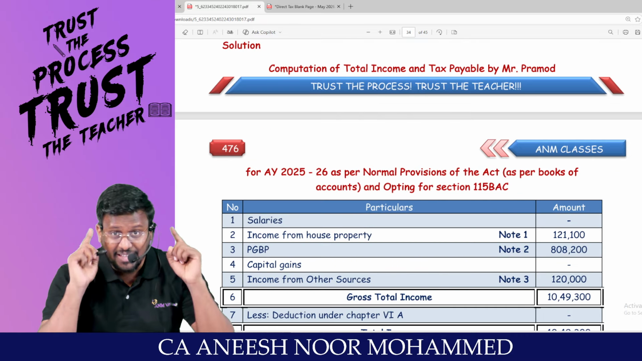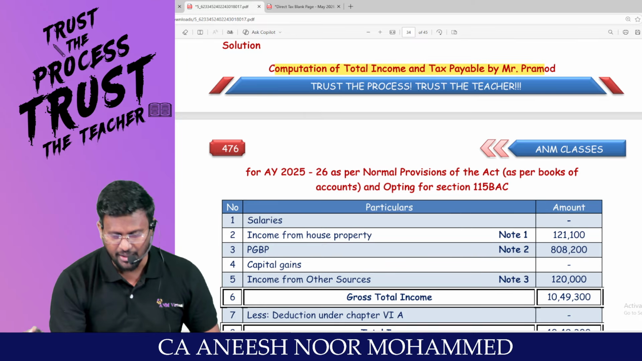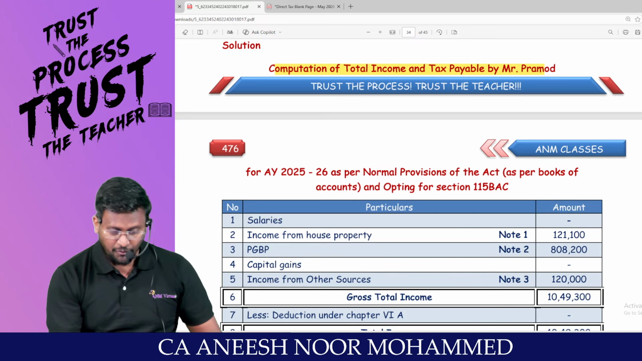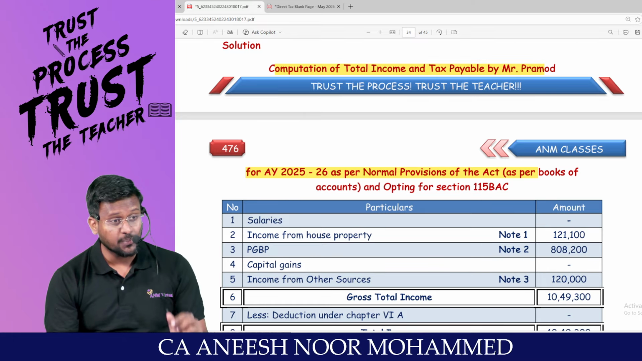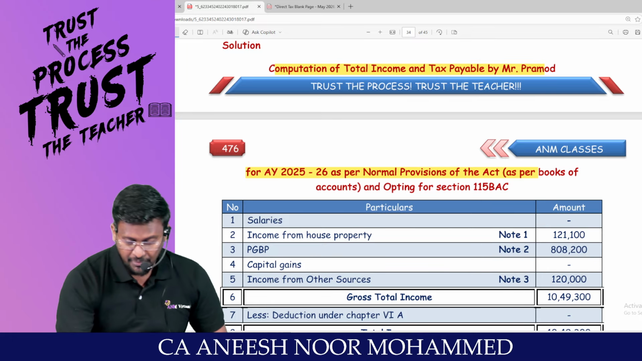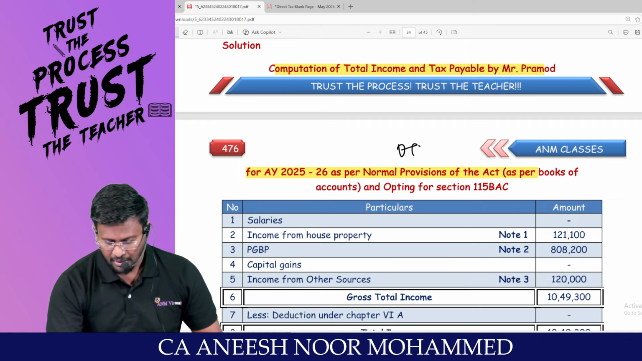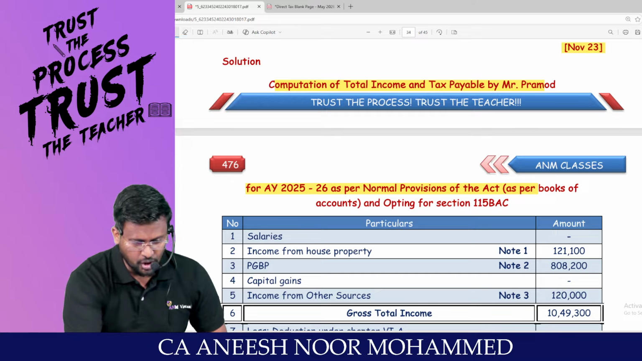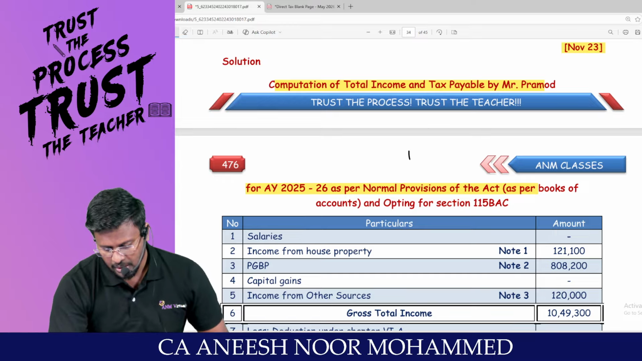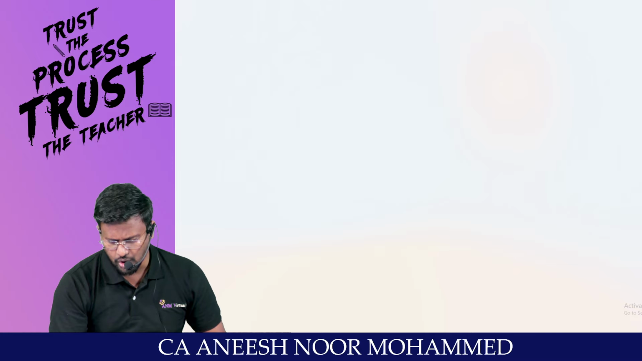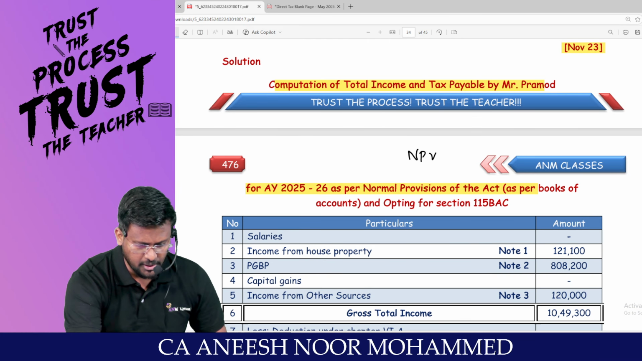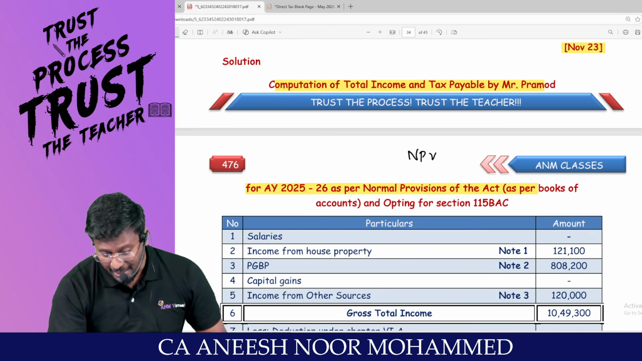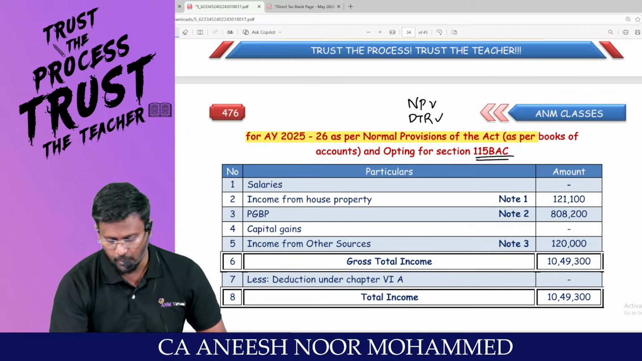First one: computation of total income and tax payable by Mr. Pramod for assessment year 25-26 as per the normal provisions of the Act. That means he is going to travel through the what? Normal provisions means books of accounts, not presumptive taxation. Normal provisions means books of accounts plus what tax regime? Default tax regime. Super. Opting for 115BAC.